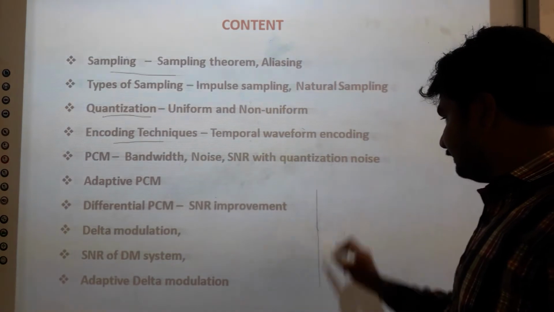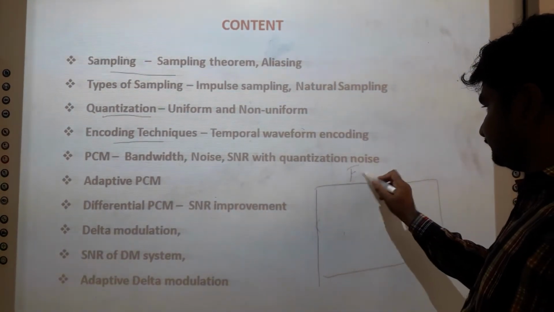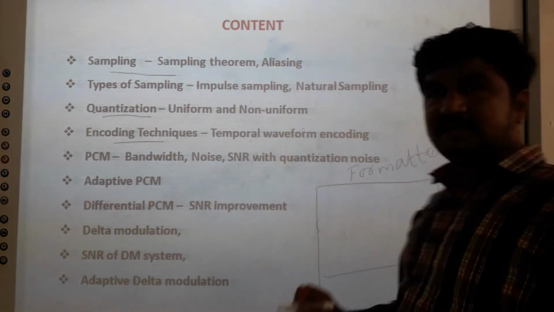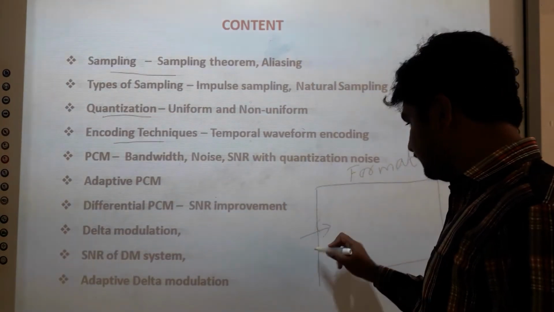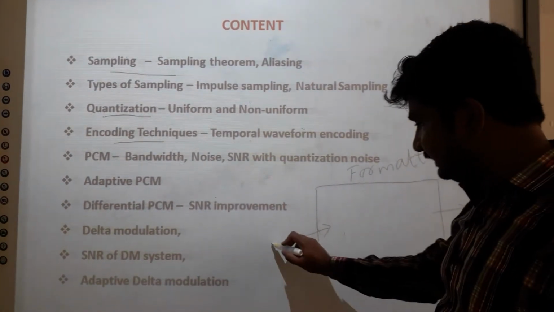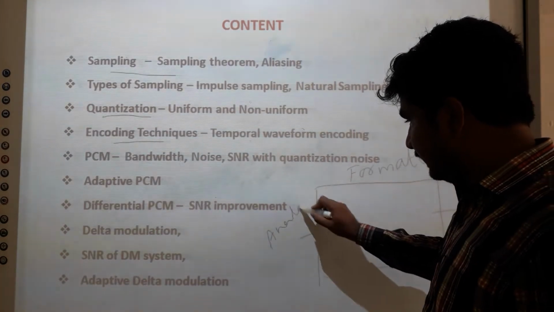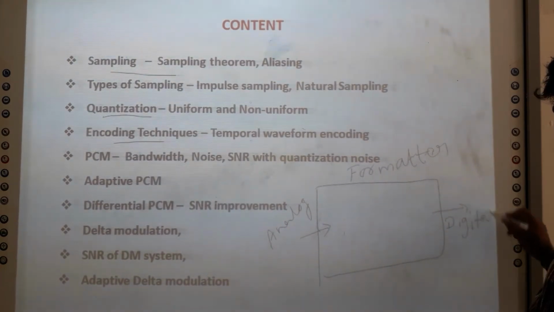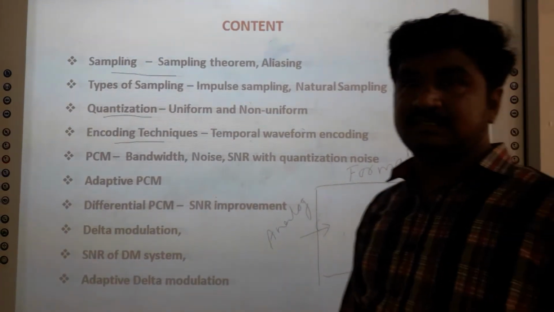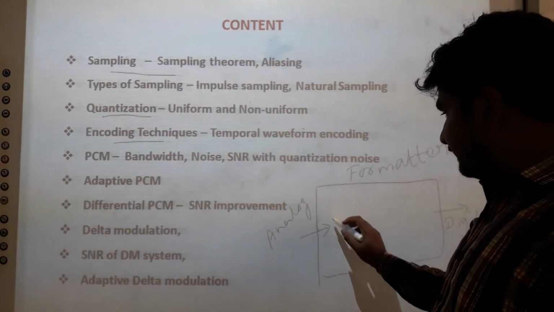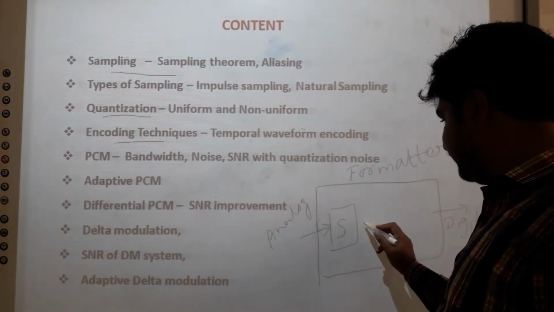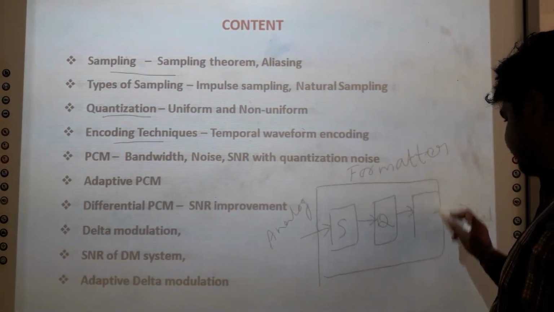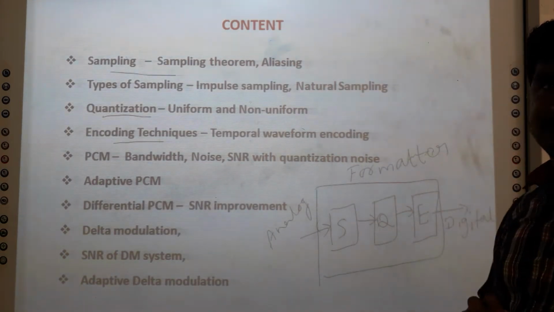In the previous class we discussed the formatter. The purpose of the formatter is to convert an analog signal into a digital signal. Inside the formatter we have 3 devices. One is the sampler, then the quantizer and then the encoder.